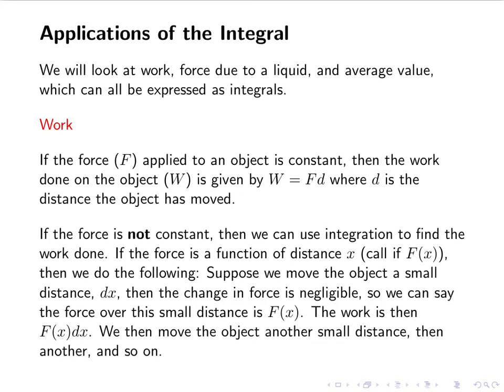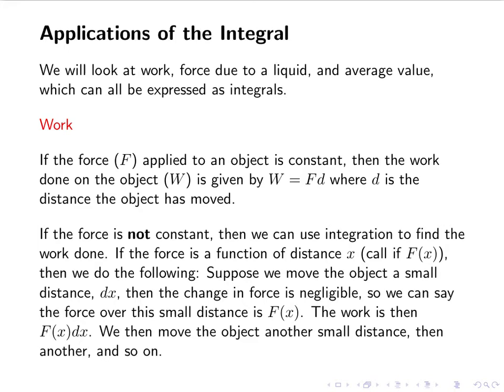So if it's not constant, then we can consider the force to be a function of x. It can be other functions, but we're going to focus on it being a function of x. So we'll call it f of x. And what we do is we move the object a small distance, so dx. Remember, dx stands for a small change in x. If that's the case, then the change in the force is negligible, and we can say that the force over this small distance is f of x. Then the work is f of x times dx.